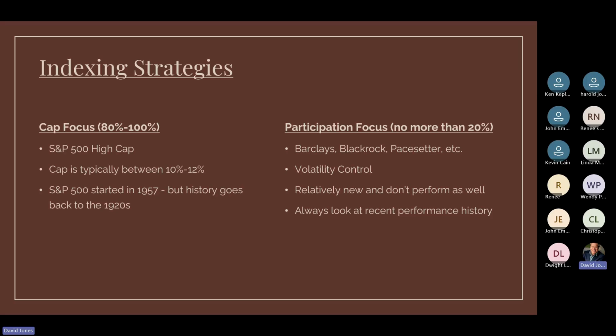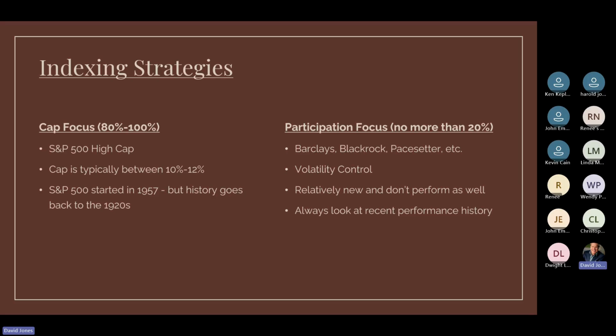Before it was the S&P 500, it was the S&P 400 or the 200 or whatever it was, all the way back to the 20s. So it's been around. You can track its history. It's done well. With the participation-focused type indexes or indices, don't put any more than 20% in there if they insist on looking at it. They're the bright, shiny ones that have higher participation rates.